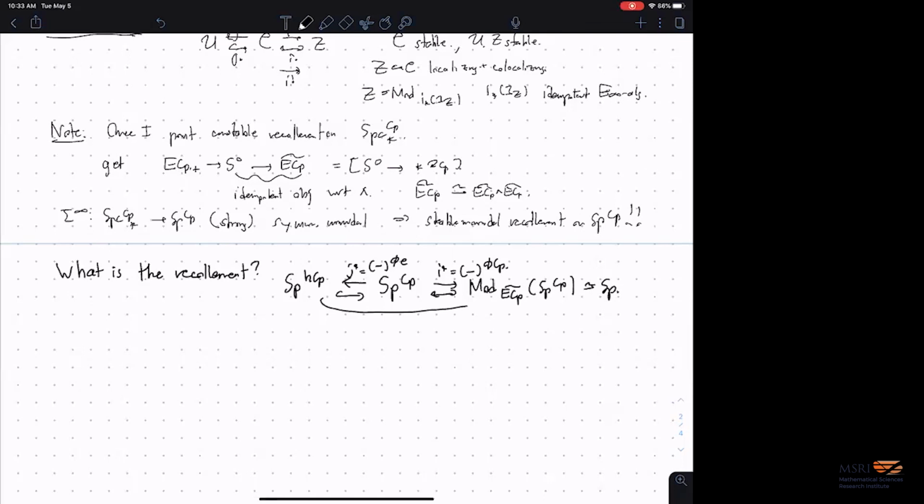So now I want to look at the gluing functor. So that's I upper star J lower star. And that's, in this case, not the homotopy fixed points as it was unstably, but the CP Tate construction.